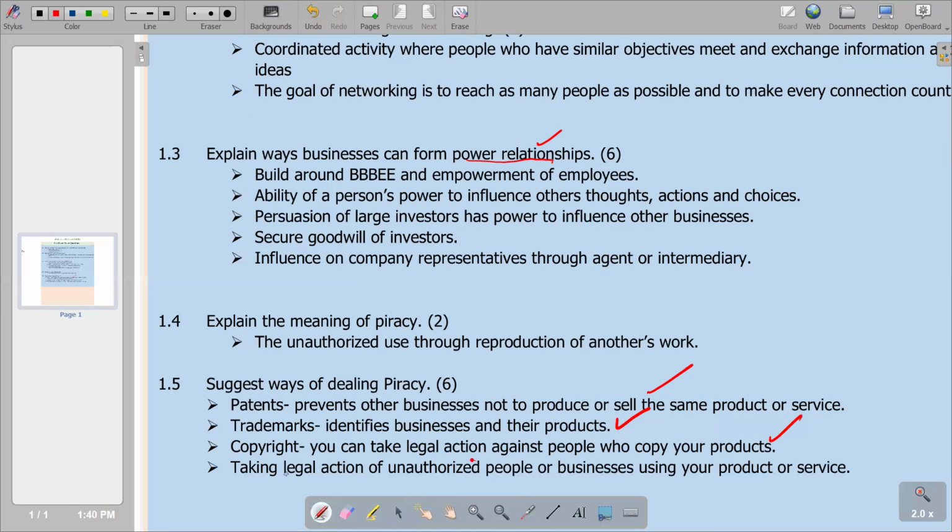Then our last part, we've got taking legal action against unauthorized people or businesses using your product or service. So the solution to piracy, on the last point, is just trying to say if after identifying that there is piracy taking place, take legal action quickly against those unauthorized people who are using your work. So that can be a solution. Of course, it might be a difficult solution that you might employ, but it can also solve the problem of piracy. So this is what we have on the last point.